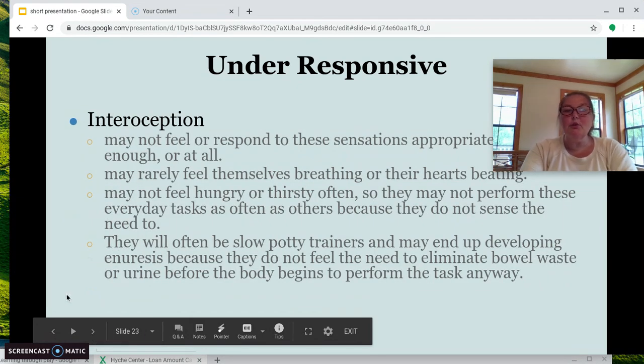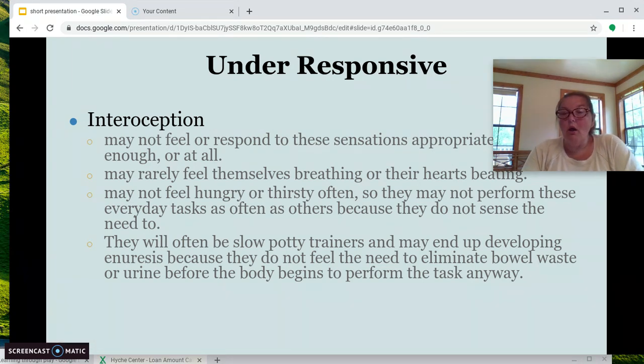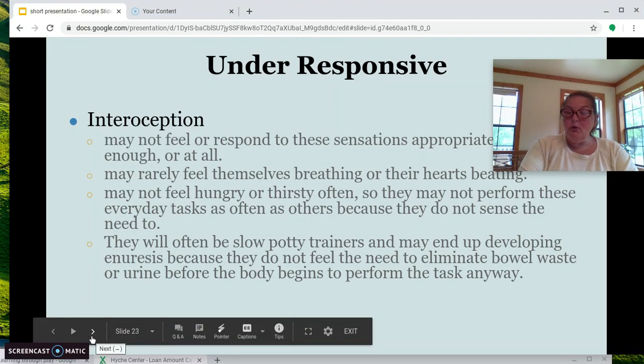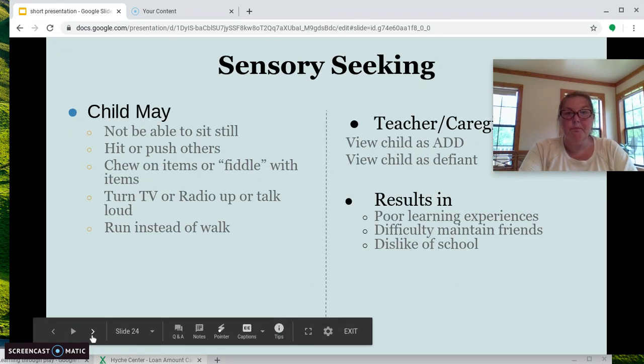And then lastly is interoception. These children may not feel hunger or thirst, so they may go all day without eating. Those hunger pains may have to be fairly intense before they realize they need to eat. These are also our kids who are the hardest to potty train because they don't feel the need to use the restroom until that urgency is immediate.